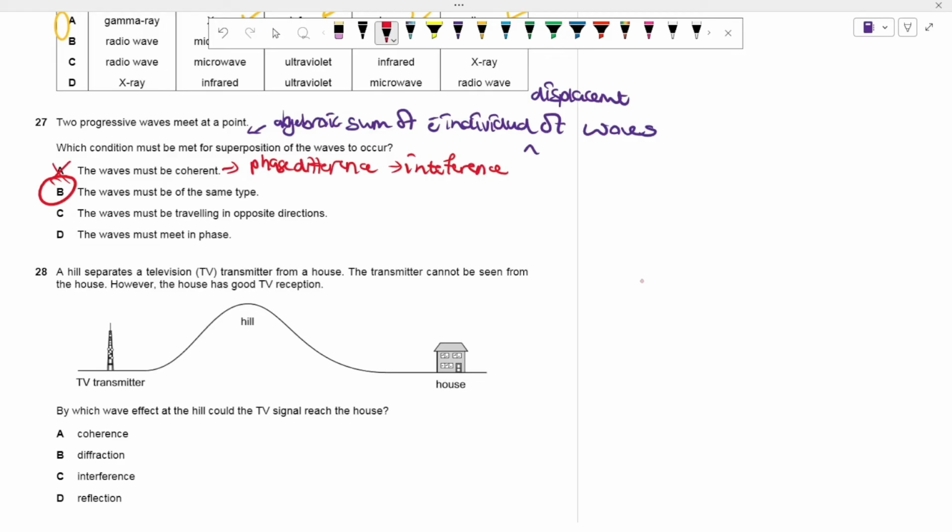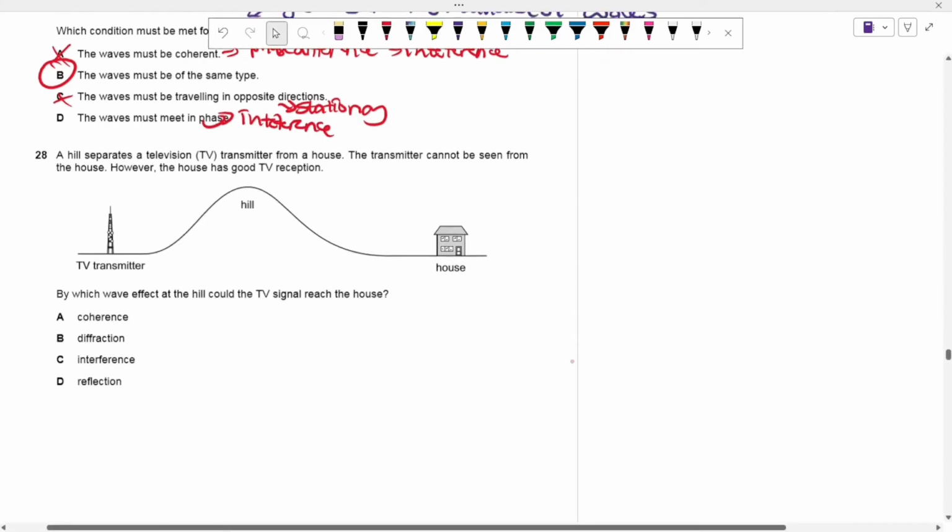For C, the waves must be traveling in opposite directions. Sure, but it depends. If they have different speeds, even in the same direction, they probably meet, right, if one is faster than the other. So C is out. The waves must meet in phase. Again, this is more for stationary waves than it is for superposition, and this, in phase, is also more for interference than it is for anything else. Question 28. So the correct answer is B.